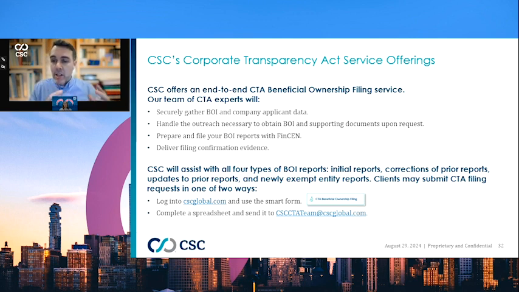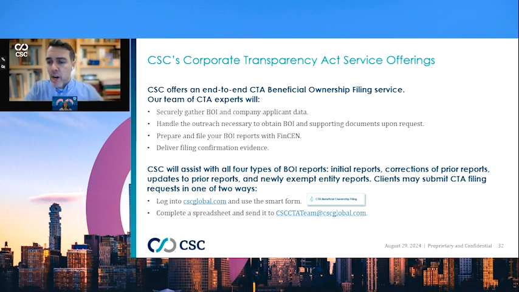And we provide our clients with multiple avenues and secure avenues to provide that data to CSE so that effectively we can take over and prepare and file those reports on your behalf. And we certainly provide filing confirmation evidence back to clients to know that we, in fact, did complete the filing and it has been accepted with FinCEN.